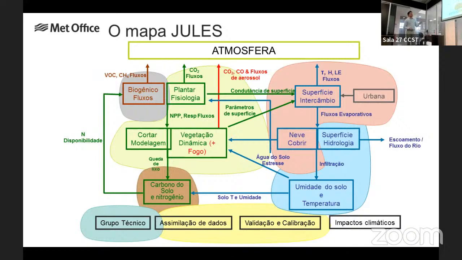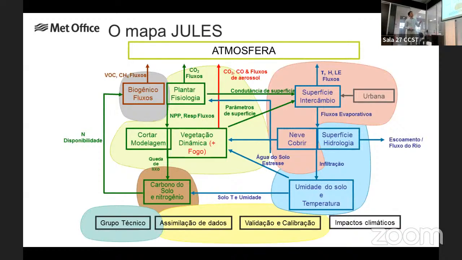So this is all those processes together. Okay. So you've got your carbon cycle represented here. You've got your nutrient cycle and biogenic fluxes coupled to the atmosphere.